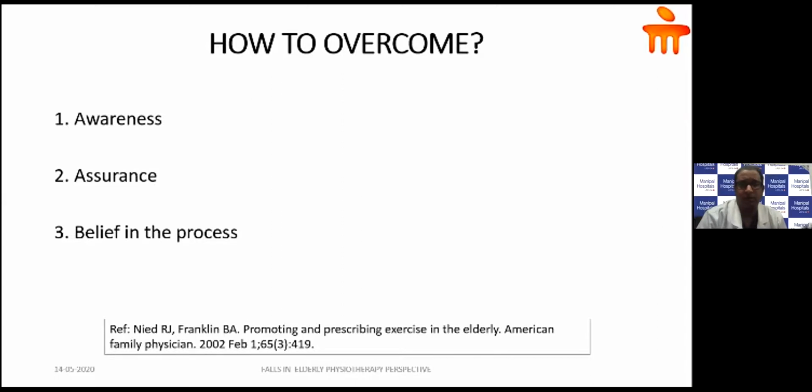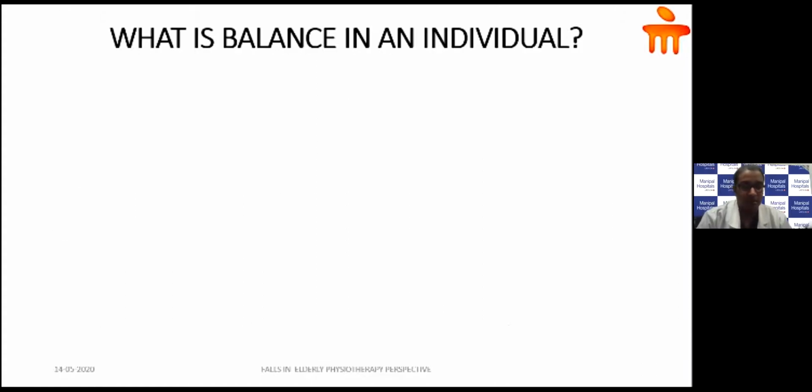In the case of modifiable risk factors, we can intervene. In the case of unmodifiable risk factors, we can give them suggestions, or we can compensate with certain interventions. So it's quite important for us to understand what the modifiable and unmodifiable risk factors are, and the basic concept of what balance is, that we need to know. Because as the doctor told, it happens because of impaired balance. What is balance in an individual?